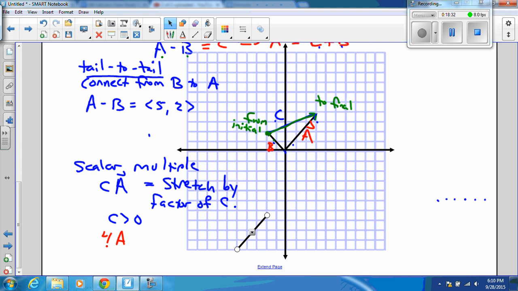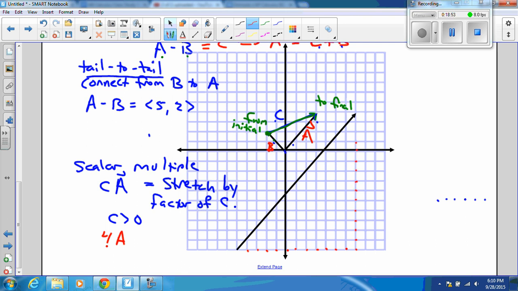And pull it down to here, put it right there. And if I want to now stretch my vector 4A by a factor of 4, then what I have to do is to take that vector and make it 4 times as long without changing its direction. So here we go. We're going to make it 1, 2, 3, and 4 times as long.